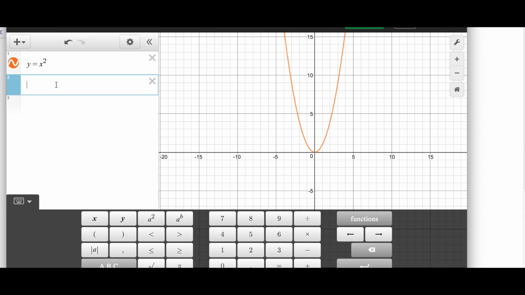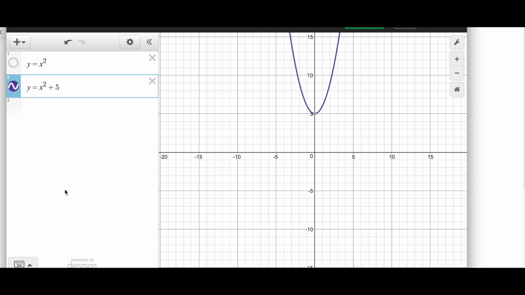Now I'll go over here. Y equals x squared plus 5. How many x-intercepts do you see there? 0.